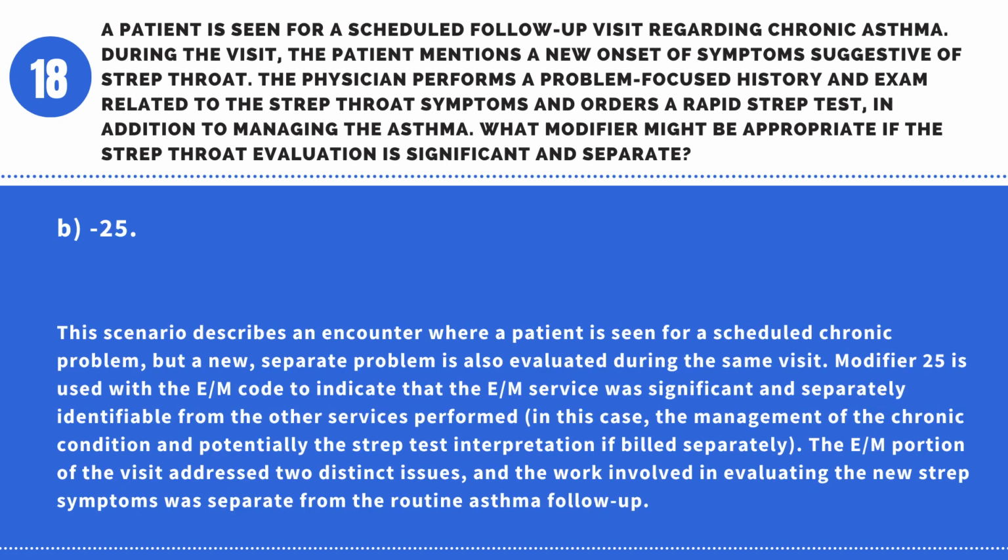Answer B. -25. This scenario describes an encounter where a patient is seen for a scheduled chronic problem, but a new, separate problem is also evaluated during the same visit. Modifier 25 is used with the E/M code to indicate that the E/M service was significant and separately identifiable from the other services performed, in this case, the management of the chronic condition and potentially the strep test interpretation if billed separately. The E/M portion of the visit addressed two distinct issues, and the work involved in evaluating the new strep symptoms was separate from the routine asthma follow-up.